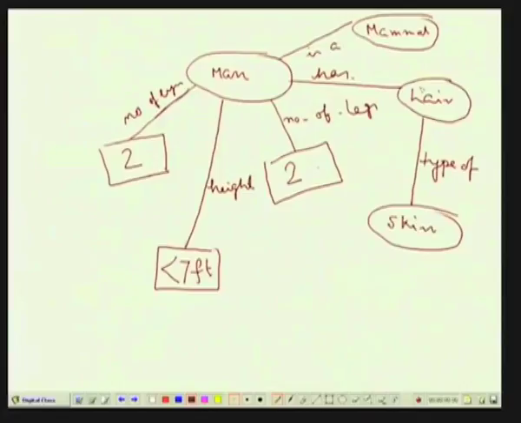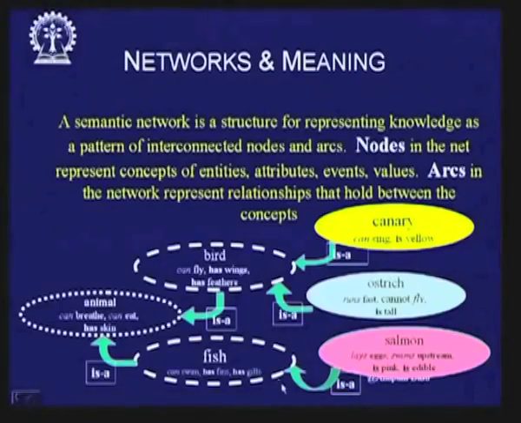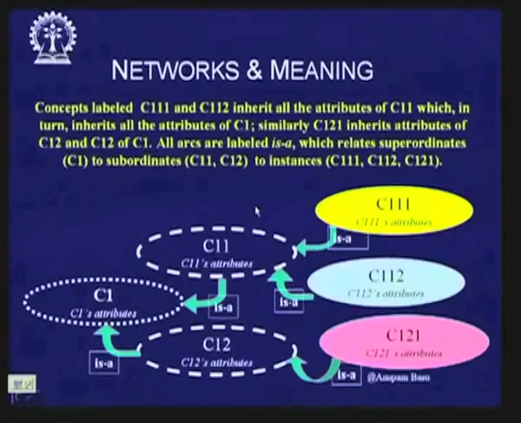All right. Now you see all these things are concepts. Here, we saw that birds have feathers, but man has hair. And here is a type of skin. So this is another concept, and another concept, and another concept. And these are different entities, and there can also be values. So it's not necessary that only concepts will be nodes. In a semantic network, we can have different types of nodes. So let's go back to the definition once again. Nodes in the net represent concepts of entities, attributes, events, values, etc. We'll see events later. Arcs in the network represent relationships that hold between the concepts.